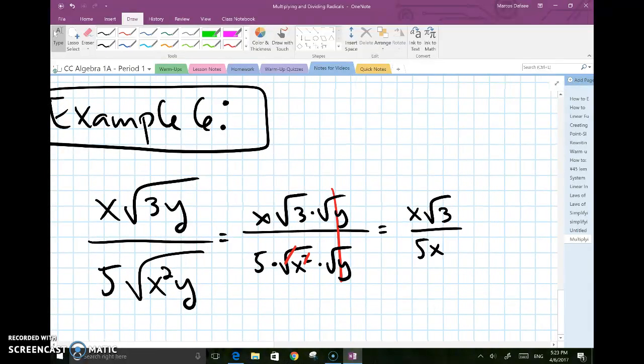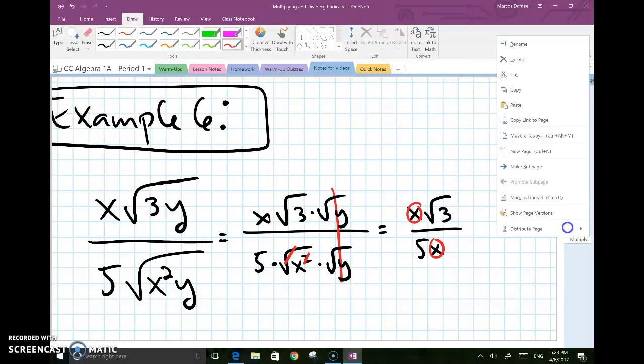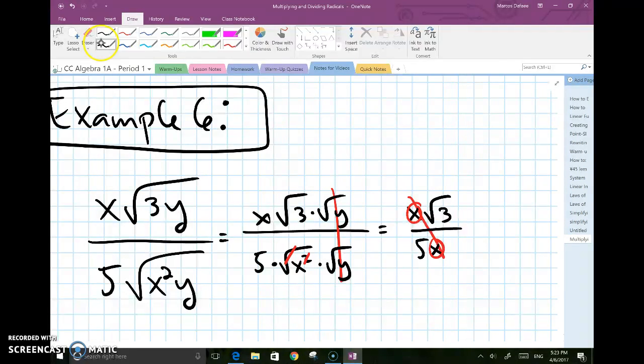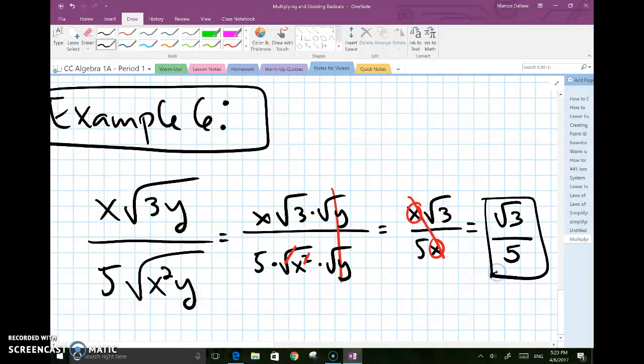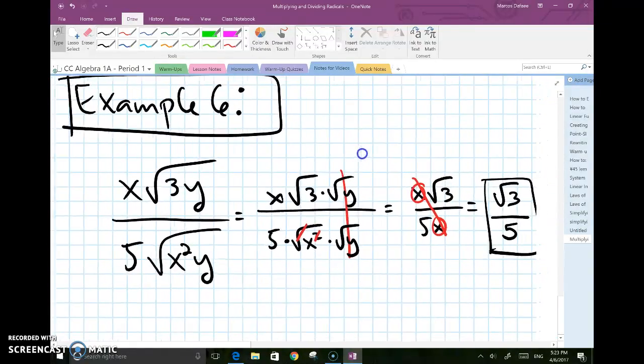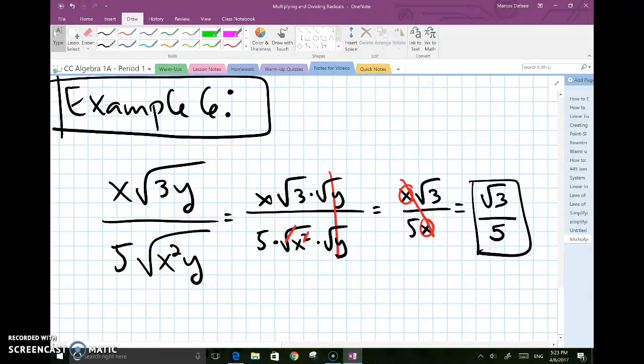Now, whatever's outside a radical is not covered by a radical. It's free to be reduced. And I see that I have an x here and an x over here, and neither of them are covered by a radical. That means that they are vulnerable. And I can eliminate them by division. They cancel out. And what I'm left with as a final answer is radical 3 over 5. And that's it. Something that looked complicated at first actually turned out to be one of the easier examples out of them all.